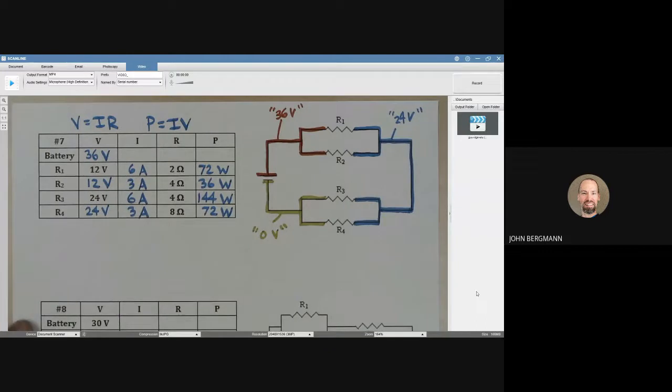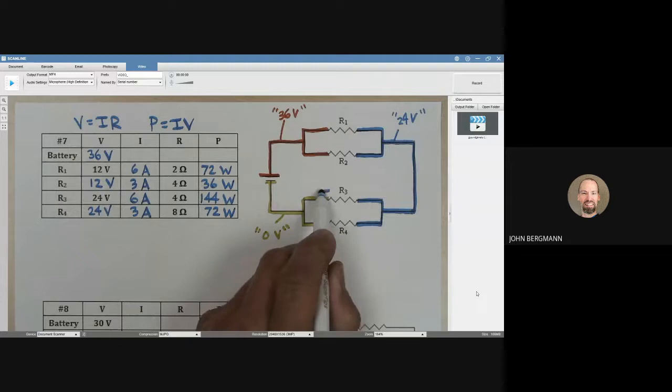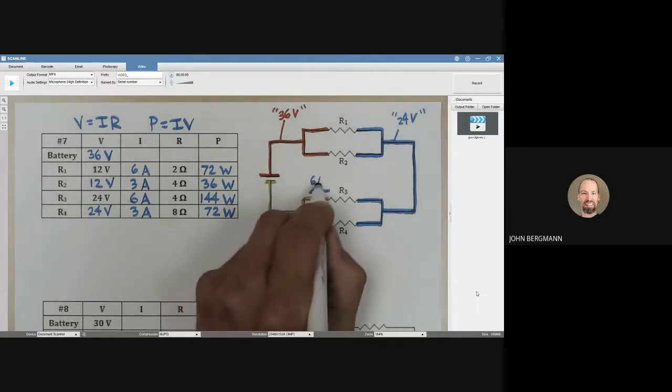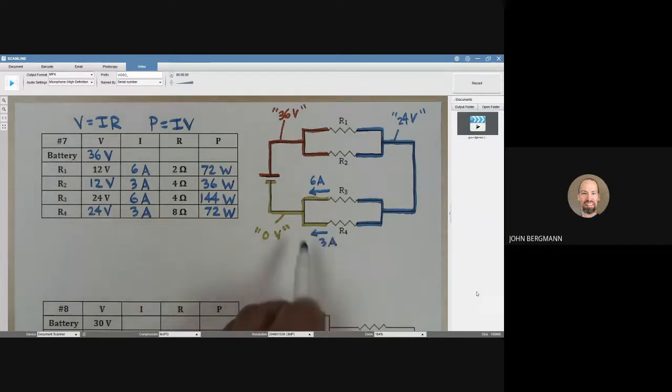Now, what about the battery? Let's look at our diagram. How about resistors 3 and 4? Through resistor 3, we have 6 amps. 6 amps flowing that way. All right, I'll go ahead and draw that in there. 6 amps flowing that way. Through resistor 4, we got 3. You see those amps? They flow together right there.